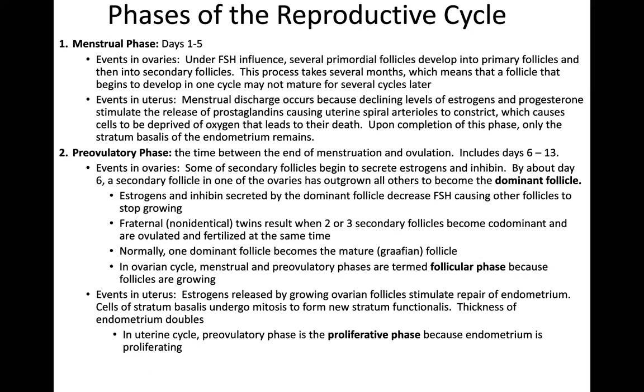Estrogens and inhibin secreted by that dominant follicle decrease FSH, causing other follicles to stop growing. That is, unless multiple secondary follicles become codominant, which means that more than one egg is ovulated, which means that more than one baby can be formed. This would result in fraternal or non-identical twins.